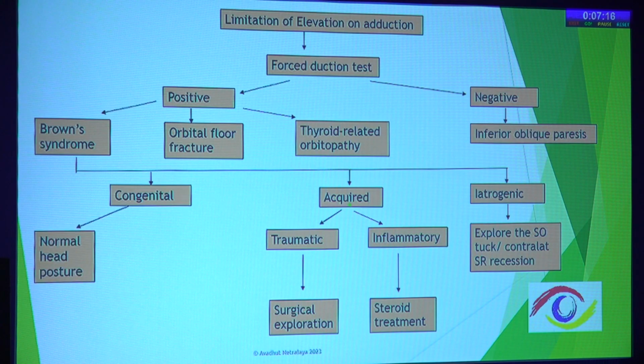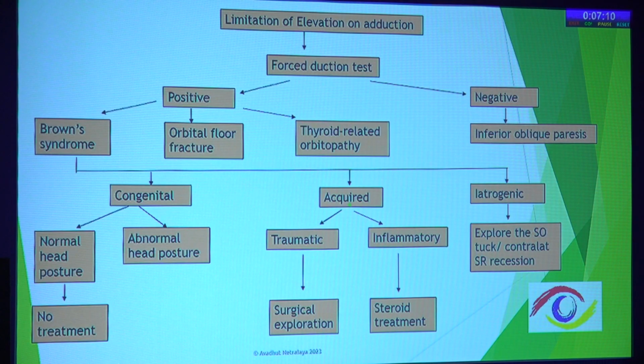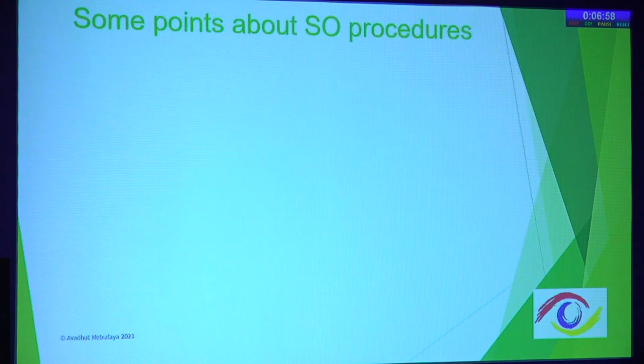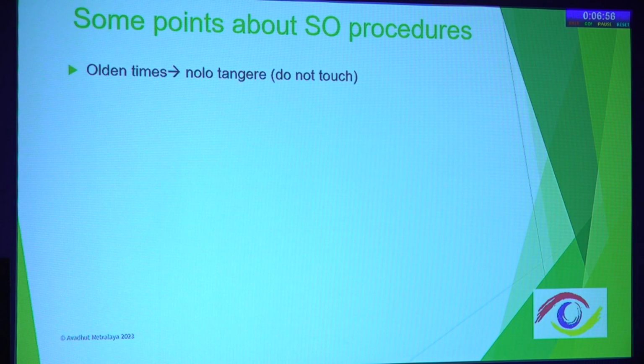Congenital type is the most common. It can be with a normal head posture or an abnormal head posture. If there is no abnormal head posture, better not to touch these cases. Abnormal head posture which is stable for a prolonged period of time can be considered for surgery, and these are the two commonly done surgeries in Brown syndrome. The problem with Brown syndrome is that it is a restrictive squint. Every restrictive squint is a variety of its own, so you have to individualize the case.